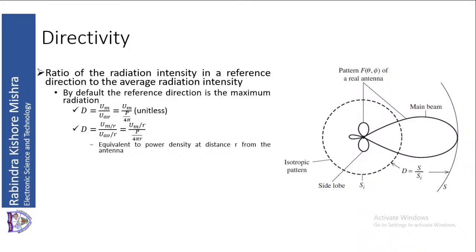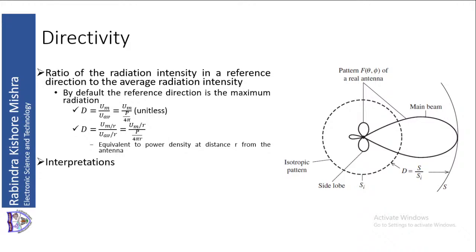So this is equivalent to power density at a distance r from the antenna, because P by 4 pi r gives you the power density at a distance r from the antenna. P is the total power. At a distance r, 4 pi r is the surface enclosing the antenna. So therefore P by 4 pi r is the density.